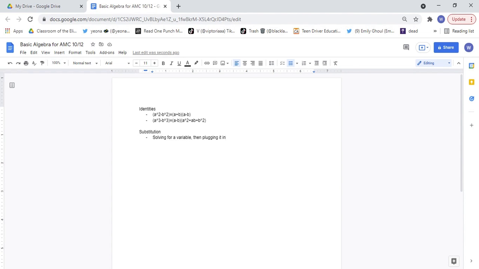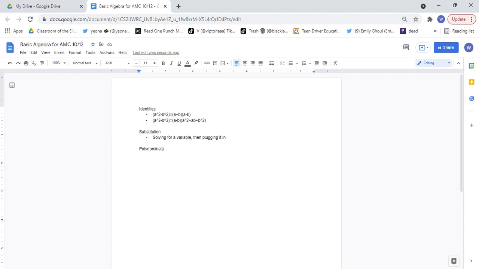Speaking of polynomials, let's talk about some of the things you should know for polynomials. Polynomials are pretty common in algebra, and usually you see this either because it's given in the problem somehow, or you have to write an equation based on the problem, or a system of equations that includes polynomials.